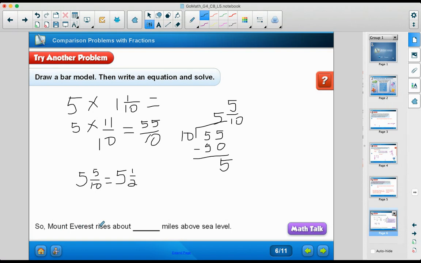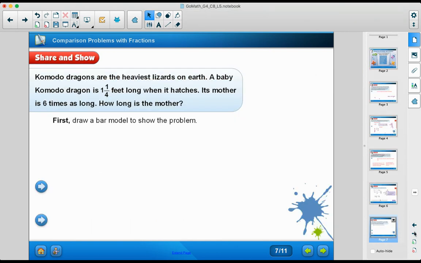So Mount Everest rises about 5 1/2 miles above sea level. Okay, let's go on to the next page.